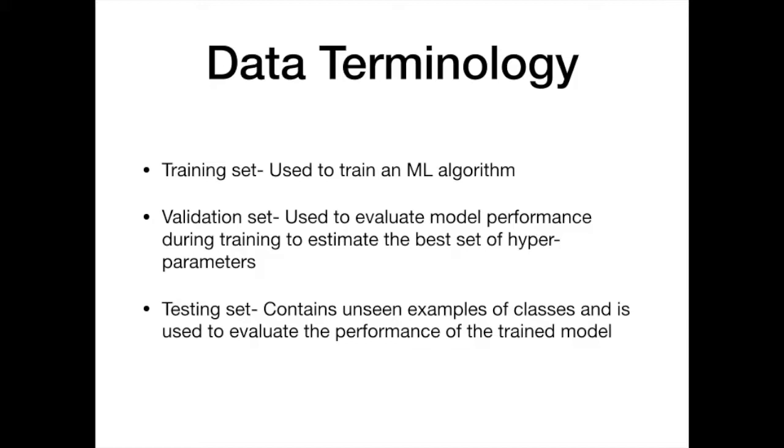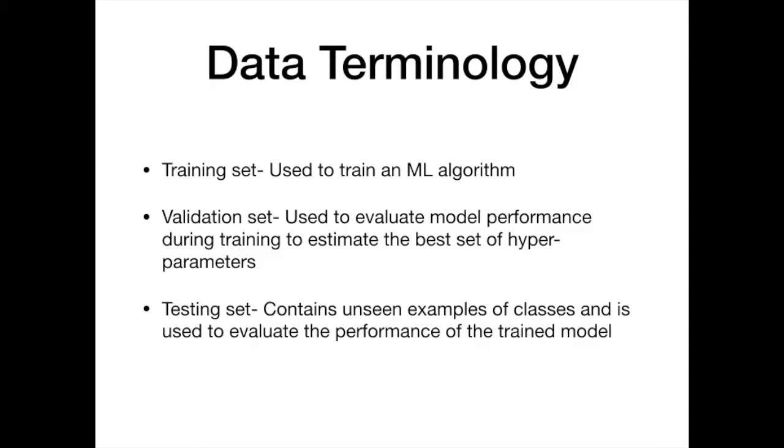So there are three types of data. One is training set, validation set, and testing set. So training set includes set of examples that are used to train a machine learning algorithm. So you are given a set of dog and cat images and they are manually annotated as 0 or 1. And you train your system using this data set.